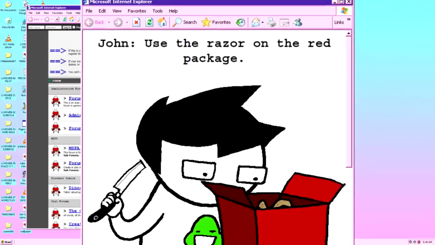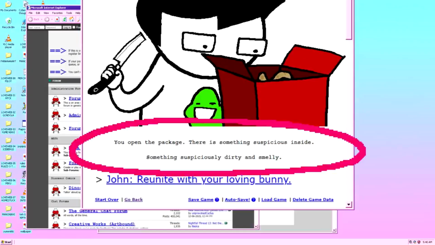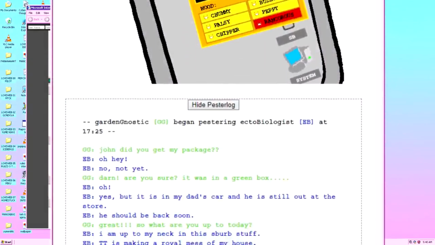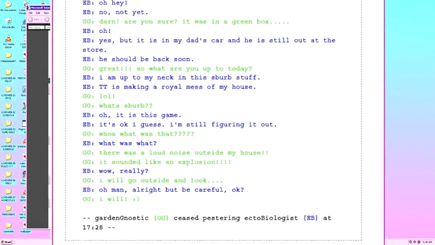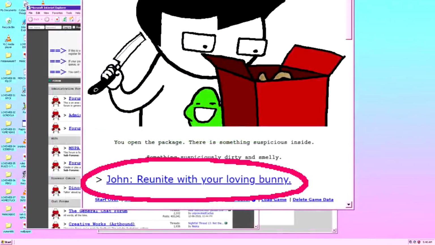Under the comment, you have a drawing. It shows the character doing the comment, or at least, trying to do the comment. Under the picture is a text describing the action of the character. If the characters are talking to each other, which is done most of the time on a computer or a phone, you'll see the chat log of both characters. The very bottom of the page is the comment of the next page, which is what you click to advance in the story.